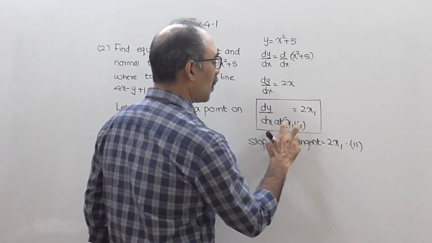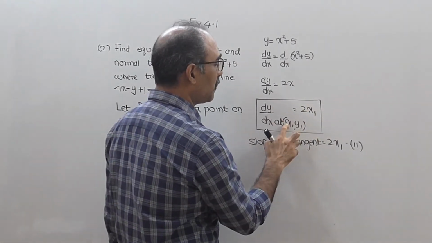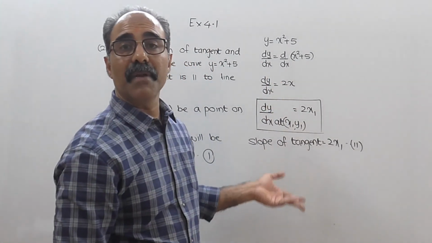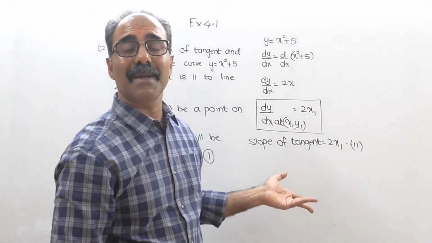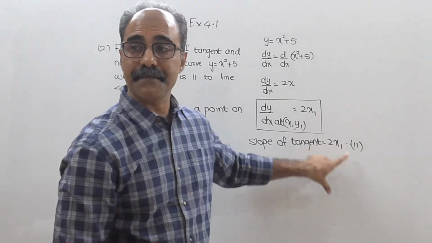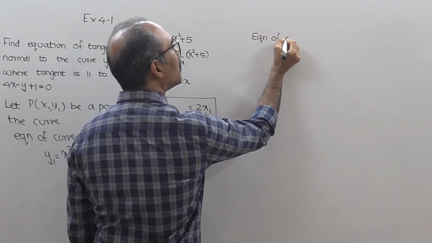So what if this would have been 1, 2? I think I could have written 1 here. If this would have been 4, 8, I could have written 4 here. But unfortunately, they have not given the coordinates. With the coordinates not given to you, you cannot find the slope of the tangent directly. So you will get the slope of the tangent as 2x1. They have given an equation of a line.